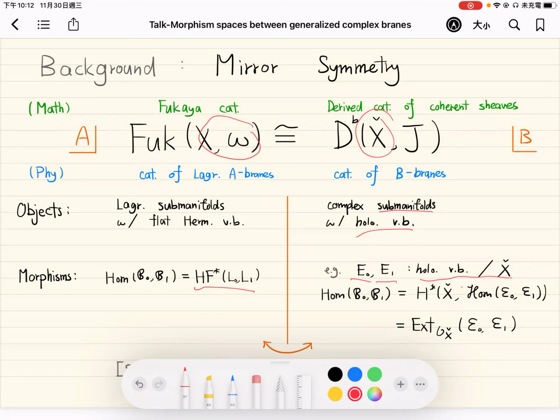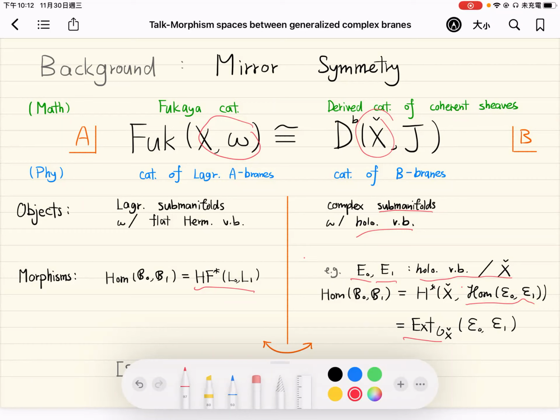Then the morphism space between E0 and E1 can be computed by the Hom sheaves from E0 to E1, and that is isomorphic to the global Ext group. Of course, the global Ext group is by definition the Hom in the derived category of coherent sheaves. The homological mirror symmetry conjecture, proposed by Kontsevich, says that if X and X-check are mirror pairs, then the Fukaya category of X is equivalent to the derived category of coherent sheaves on X-check.